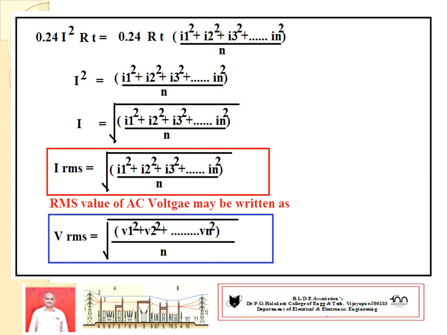Try to practice. In similar fashion, RMS value of AC voltage may be written as V RMS. V RMS equal to under square root of V1 square plus V2 square up to Vn square divided by n. Again, these are instantaneous voltages.